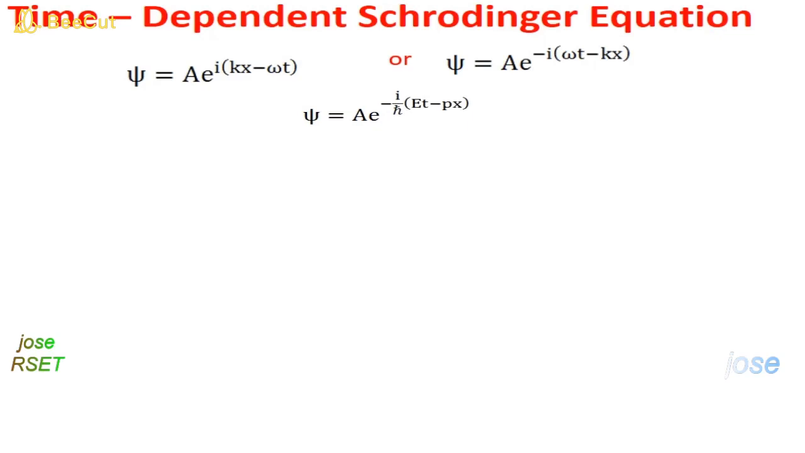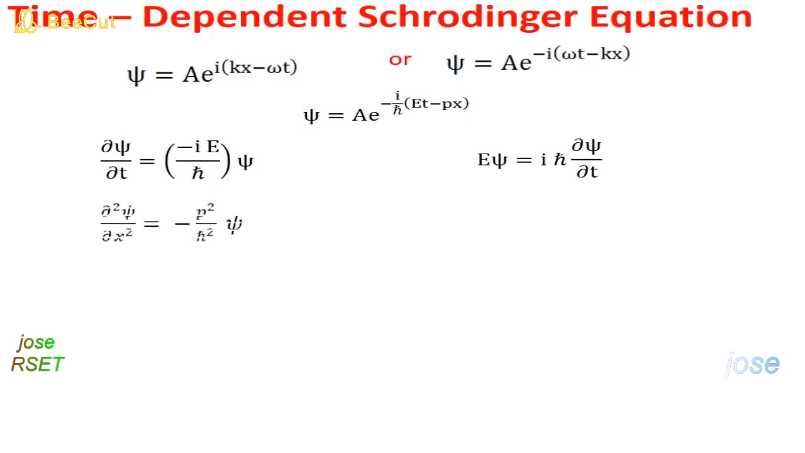Taking the partial derivative of ψ with respect to t, we get ∂ψ/∂t = −(iE/ħ)ψ. So we can write Eψ = iħ ∂ψ/∂t. Taking the partial derivative of ψ with respect to x twice, we get ∂²ψ/∂x² = −(p²/ħ²)ψ, or p²ψ = −ħ² ∂²ψ/∂x².